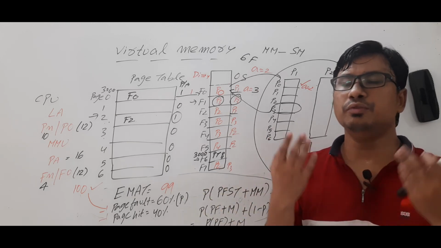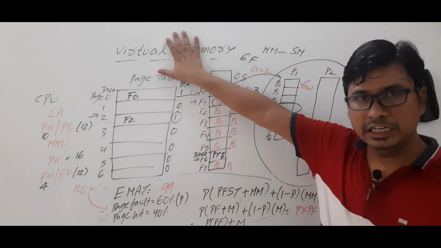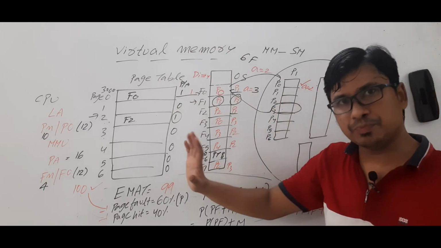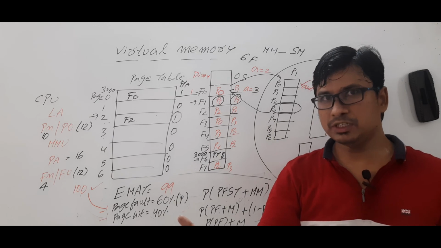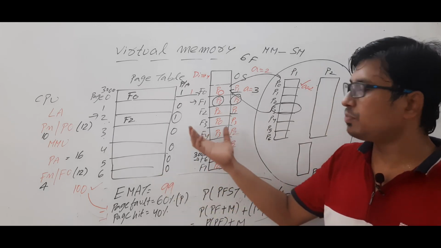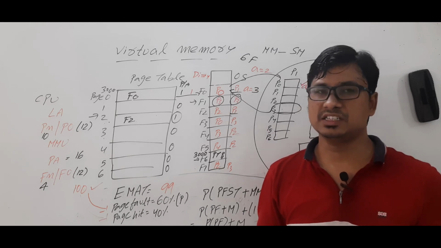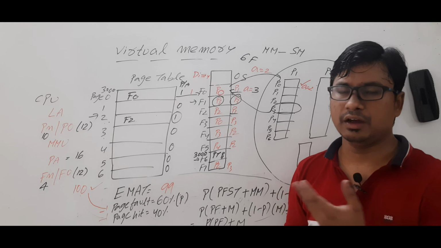Is it clear? So with this explanation, I hope you have understood what is the need for a virtual memory, what are the advantages of virtual memory, what is a page hit, what is the significance of page table, where the page table will be stored, and what is a page fault service time, and how can you compute the effective memory access time.